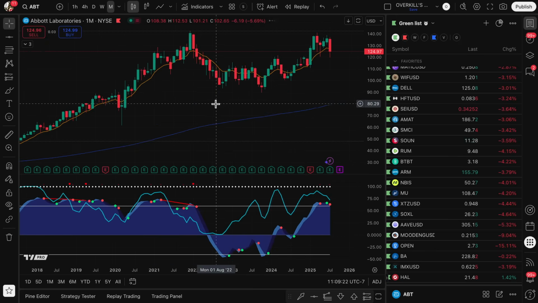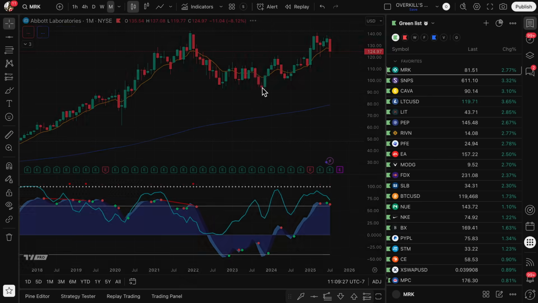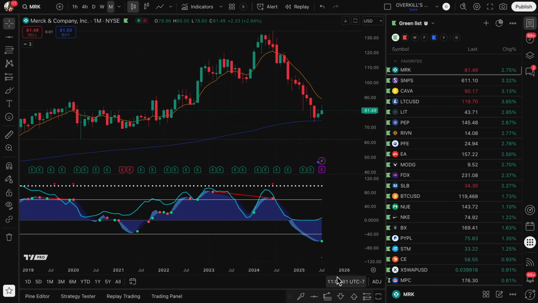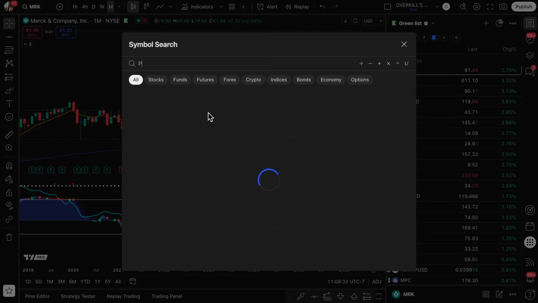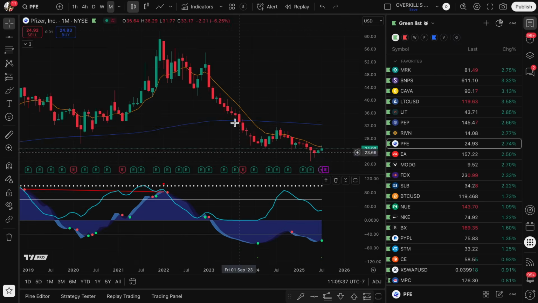ABT's given a green dot there on the daily. It's red on the monthly though, so I don't like this one. Those healthcare names I gave you guys to watch are MRK. This one looks good. This one's been beaten up really hard. It's got a green dot here on the monthly, and also PFE. It says Pfizer. Okay, also green there on the monthly.